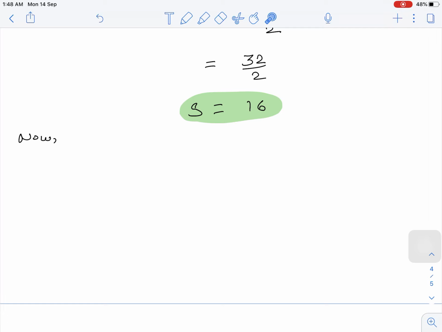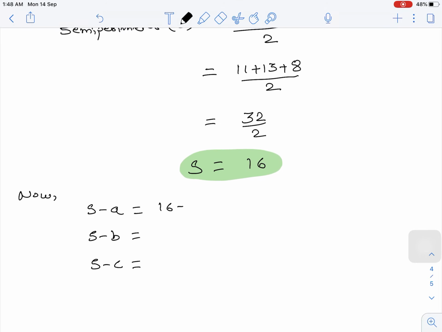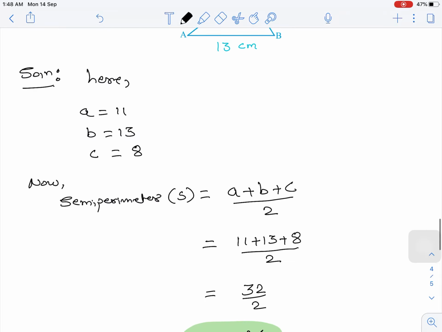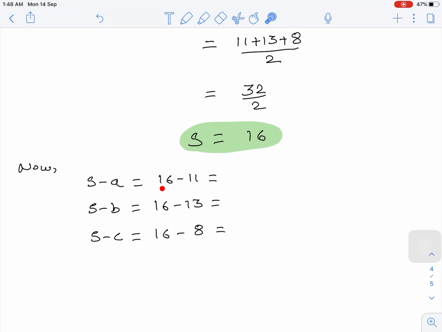Now we will write S minus A equals, S minus B equals, and S minus C equals. The value of A was 11, so you will get 16 minus 11, 16 minus 13, and 16 minus 8, sorry, it is 8. So 16 minus 11 will be 5, 16 minus 13 is 3, and 16 minus 8 is 8.